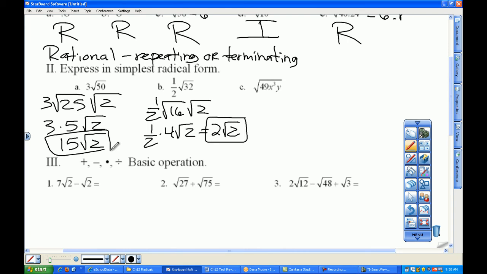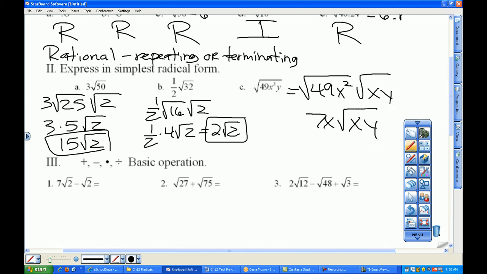49x cubed y. This is 49x squared radical xy. I can take the square root of 49x squared, so I'm going to go ahead and do that. I cannot take the square root of xy, so I will not do that. And that's the final answer.